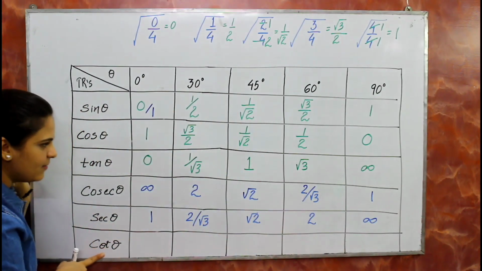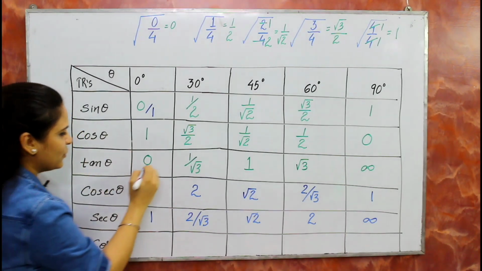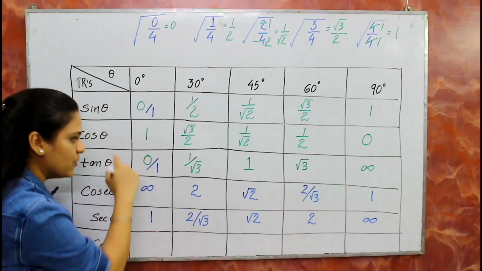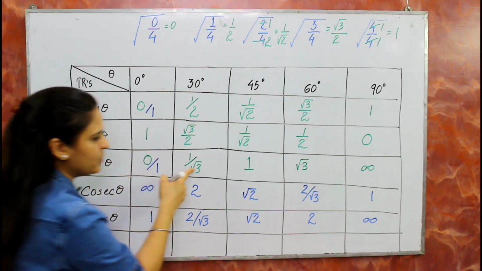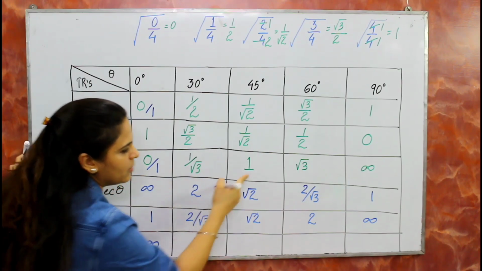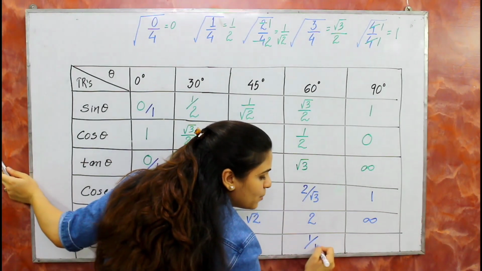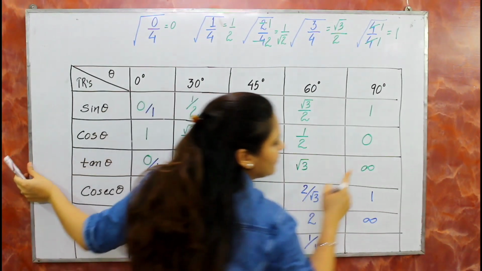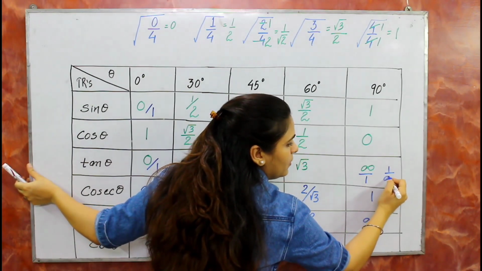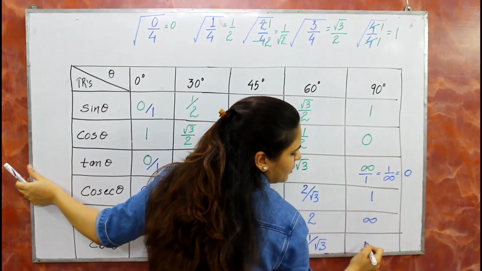For cot theta, we know cot theta is the reciprocal of tan theta. So the reciprocal of 0 upon 1 is 1 upon 0, which is not defined. The reciprocal of 1 upon root 3 is root 3. The reciprocal of 1 is 1. The reciprocal of root 3 is 1 upon root 3, and the reciprocal of not defined is 1 upon not defined, which is equal to 0.